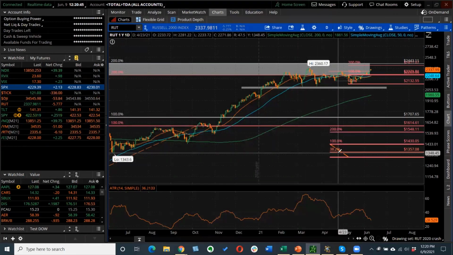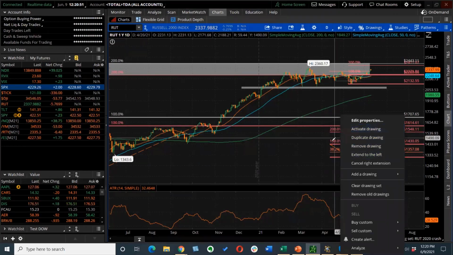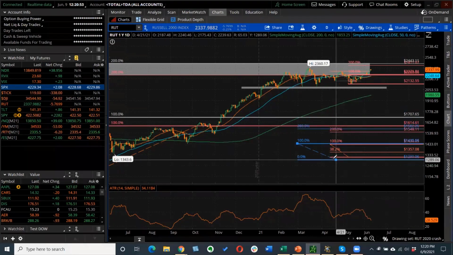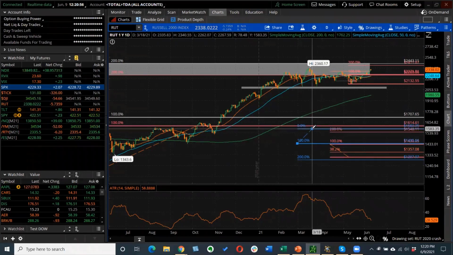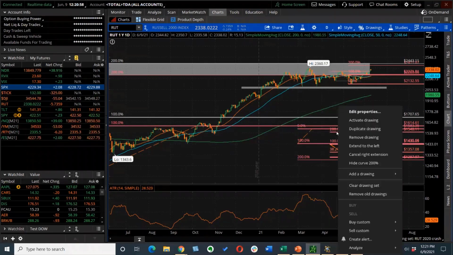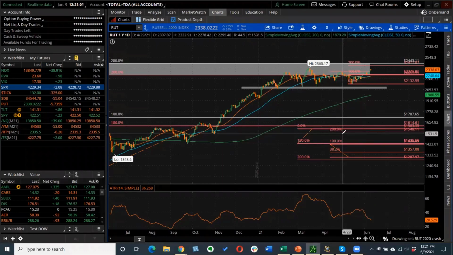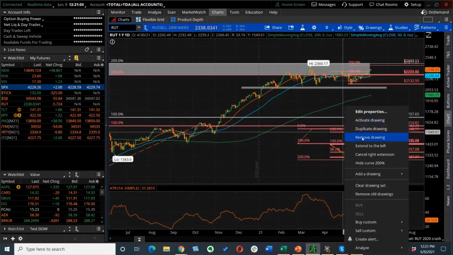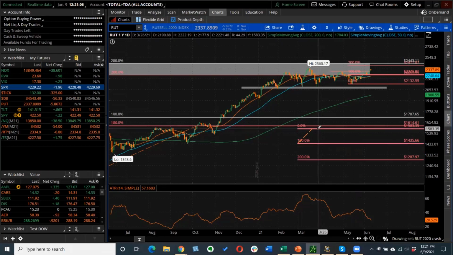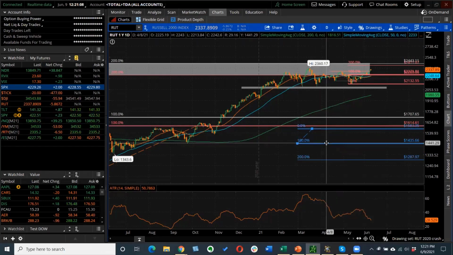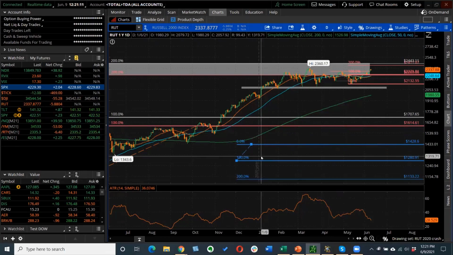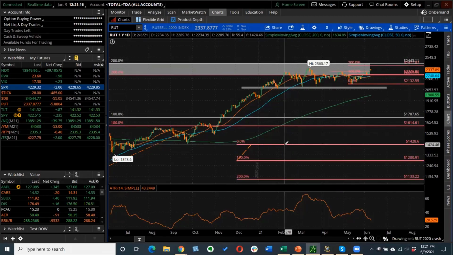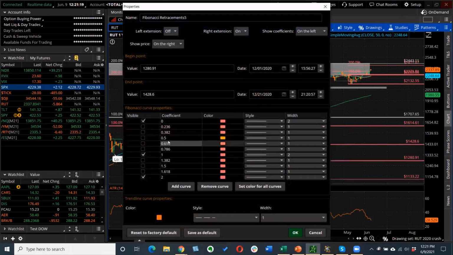Okay, so, not that one. I gotta go the other way. Well, let's just do this in reverse. Let's remove this. Okay, I'm just going to activate this. I'm going to move it. And then I'm going to edit my properties. I could have just checked the 1.68.